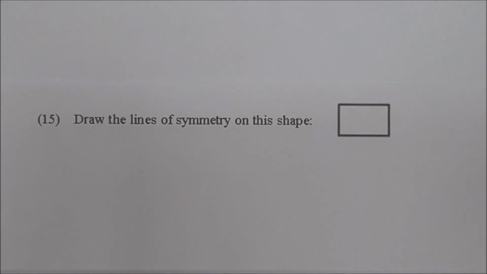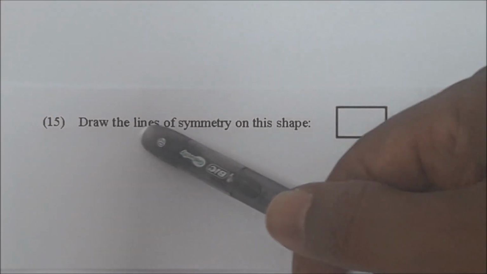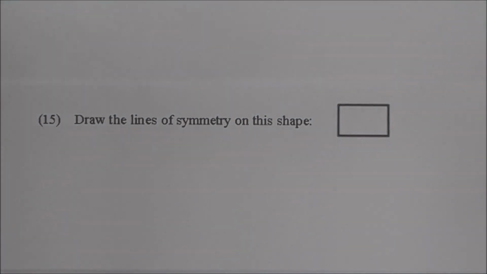And at the back, you see that there are 2 marks for this, and they want the lines of symmetry. So lines of symmetry, does that mean 1 or more than 1? More than 1. Why? Because you're cutting in half. What tells you it's more than 1? Lines of symmetry. It says lines. So once it says lines, it means it's more than 1.